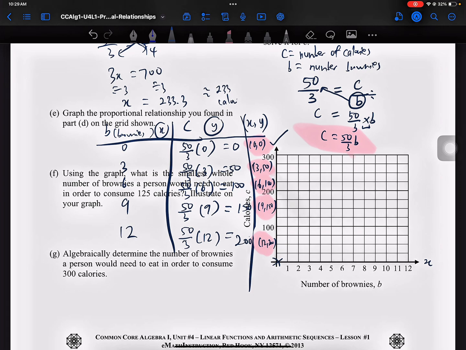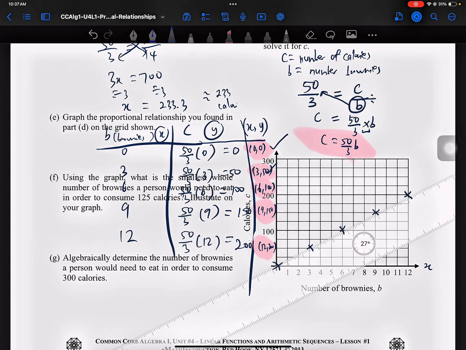Then we plot the other points and draw them all by using our ruler.